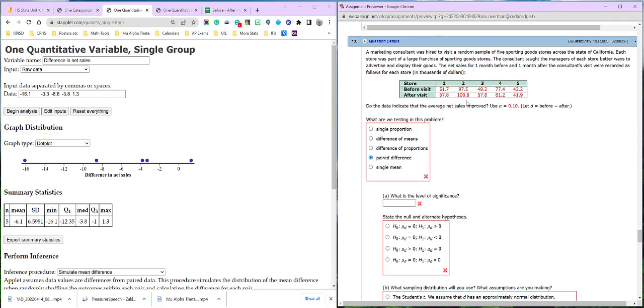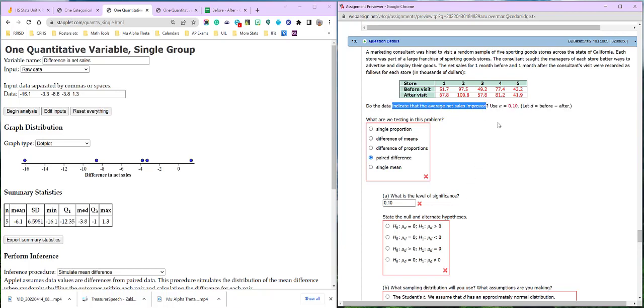This is store 2. That's store 3. So it's paired data. Alpha is 0.01. It may be different for you. And what are we thinking? The consultant, what are they thinking? We're recorded. Do the data indicate that the average net sales improved?